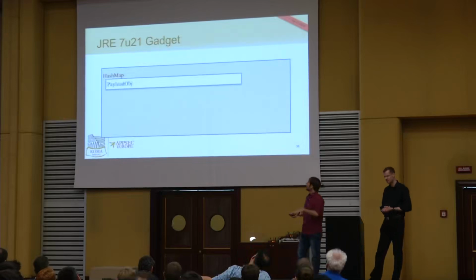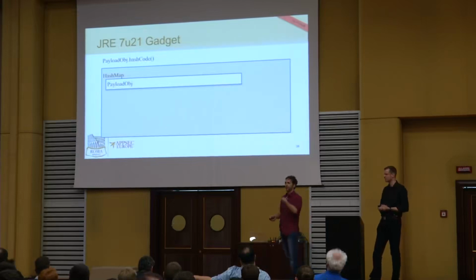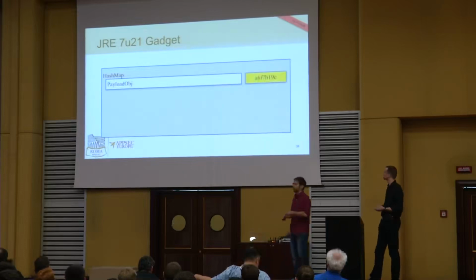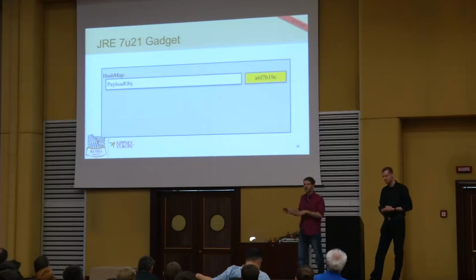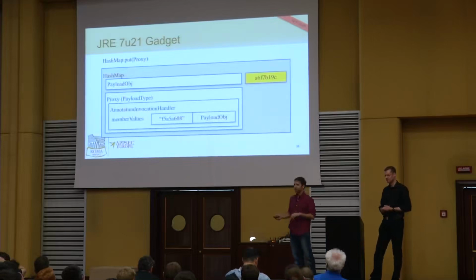So we will put it, and when we call HashMap put, HashMap will actually call hashCode in order to verify if there is another entry with the same key. So there are no other entries, it calculates the hash code, so far so good. Then we will push a different object. In this case, it will be a proxy.